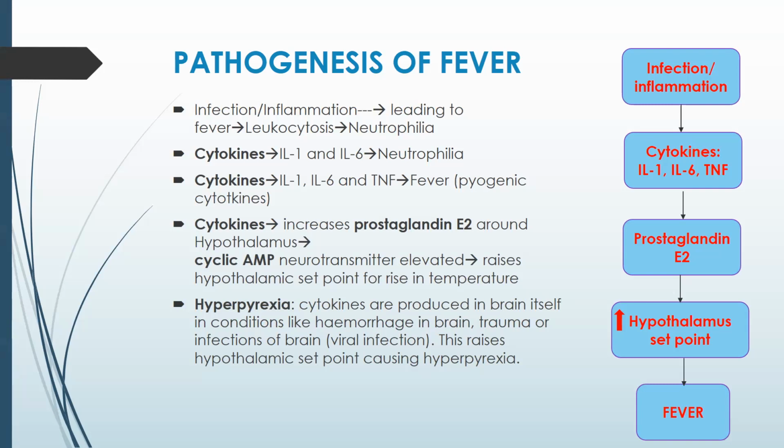In hyperpyrexia, the interleukins are released in the brain itself, mainly due to hemorrhage in the brain, trauma, or infection of the brain itself. That's why we see such a high grade rise in temperature in hyperpyrexia, as cytokines are released directly in the brain itself.